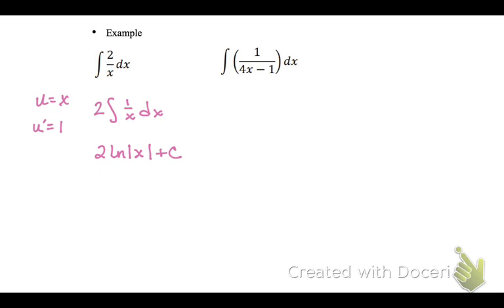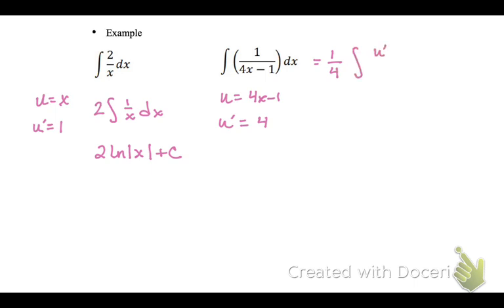That kind of went really quick, but did it go too quick? Okay. So on the next one, what would u be? 4x minus 1. So u prime would be 4. Well, we don't have a 4, but we have a 1. So how did 4 turn into 1? We took a fourth of it. So 1/4 the integral.